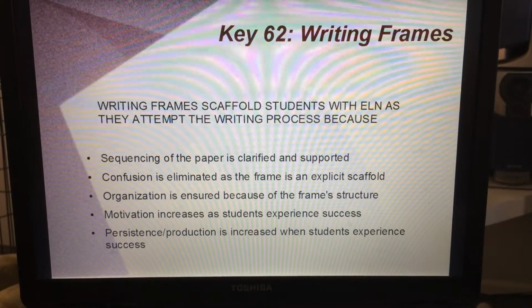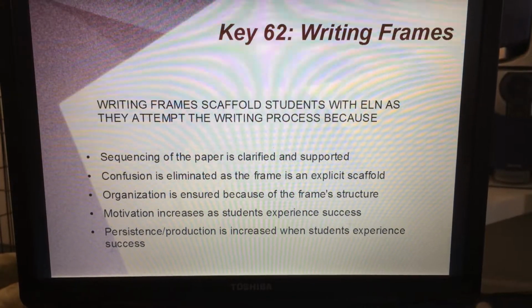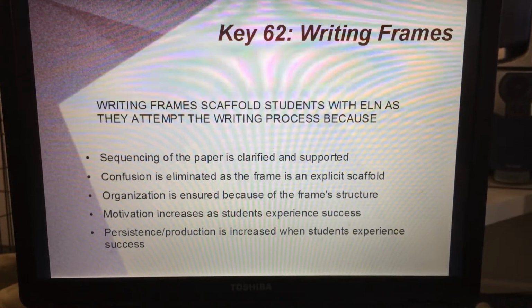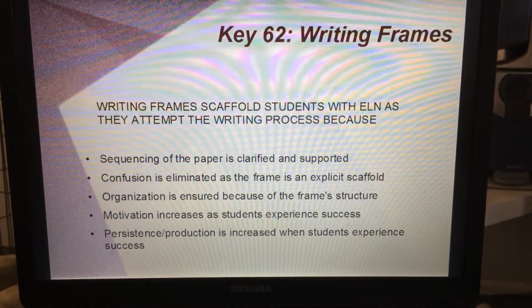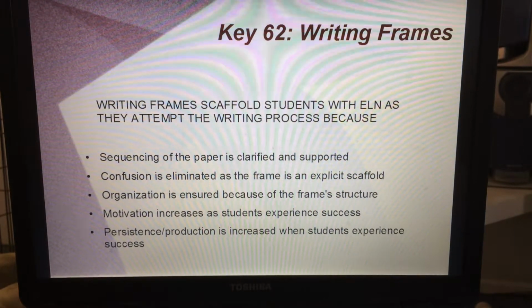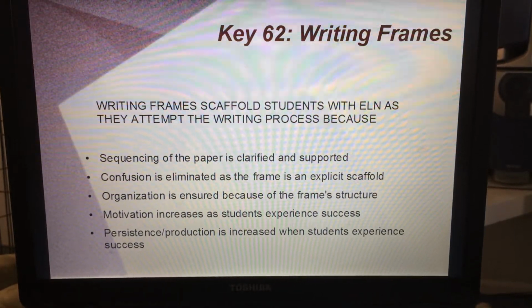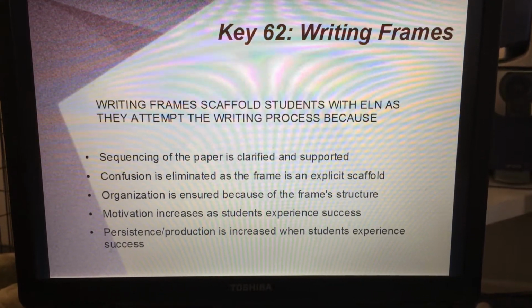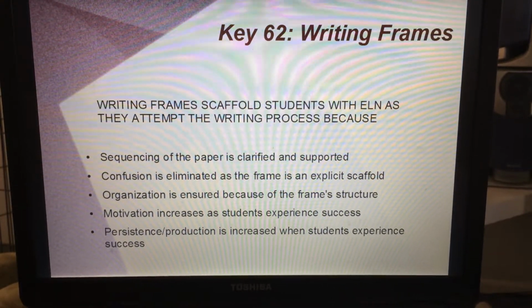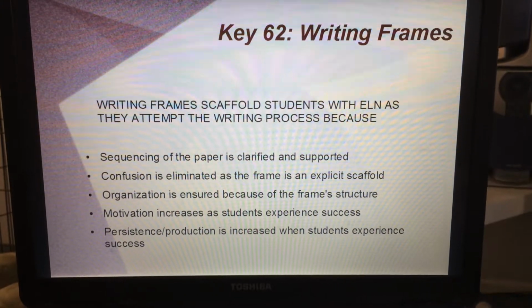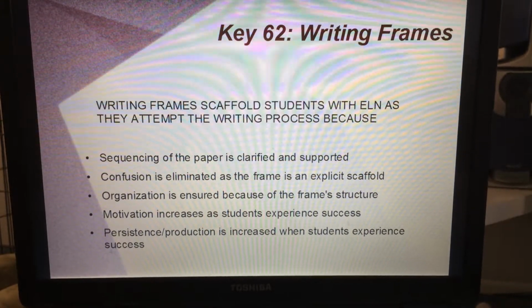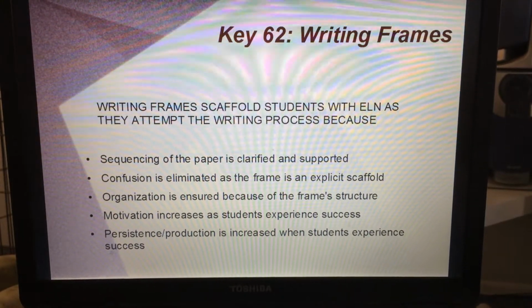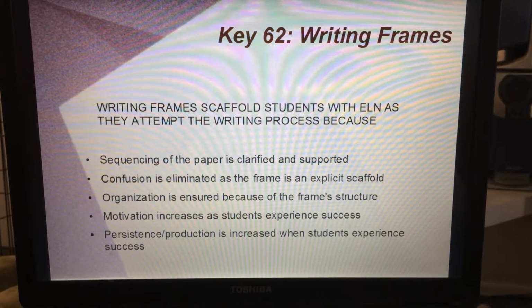Key 62 was writing frames. Writing frames scaffold students with ELN as they attempt the writing process because sequencing of the paper is clarified and supported, confusion is eliminated as the frame is an explicit scaffold, organization is ensured because of the frame structure, motivation increases as students experience success, and persistence in production is increased when students experience success.